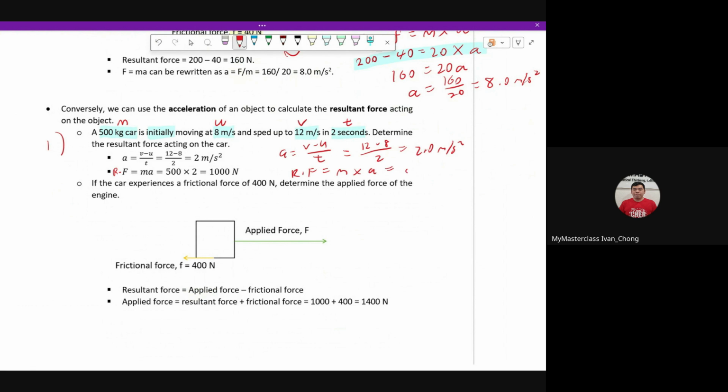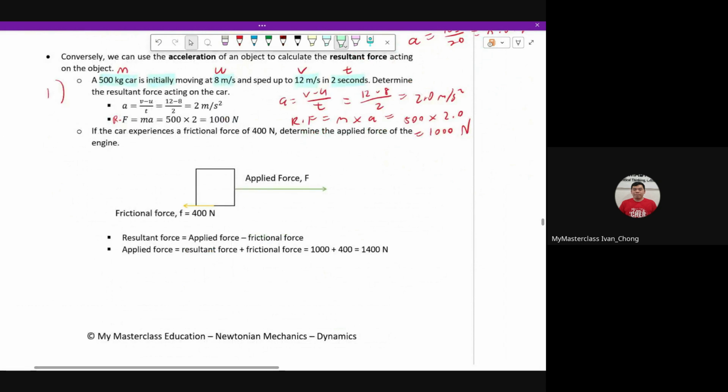What's your M? 500. What's your A? 2.0. So this is 1000. Because it's a force, it will be newtons over here. Okay? Now, for part 2 of the question itself, they tell you that friction is 400. What is your applied force? So first thing, applied force, friction is small f, applied force is big F.